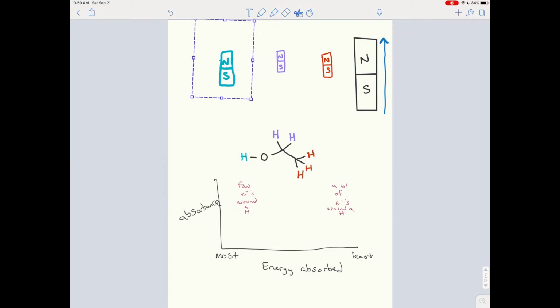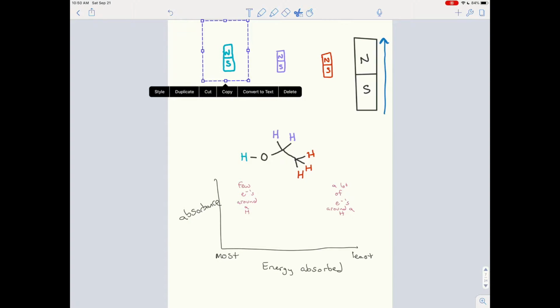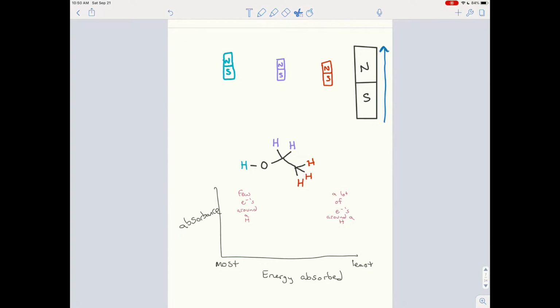So these little nuclei, as we discussed, are going to be absorbing radio waves to flip in this magnetic field. But the amount of energy that they absorb, the frequency of the radio waves that they absorb, is different depending on the amount of electrons around each of the atoms, because the electrons fly in such a way as to oppose the external magnetic field.